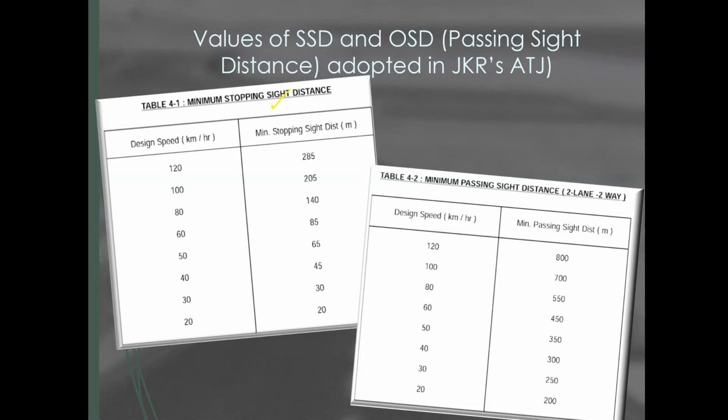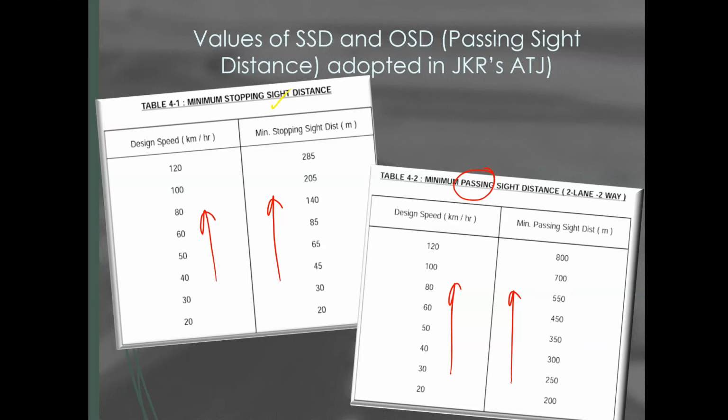So for stopping sight distance, of course, the faster you're traveling, the longer the distance that you need to stop. And in terms of passing or overtaking, the faster you are, the longer the distance that you require ahead of you in order to overtake another vehicle.